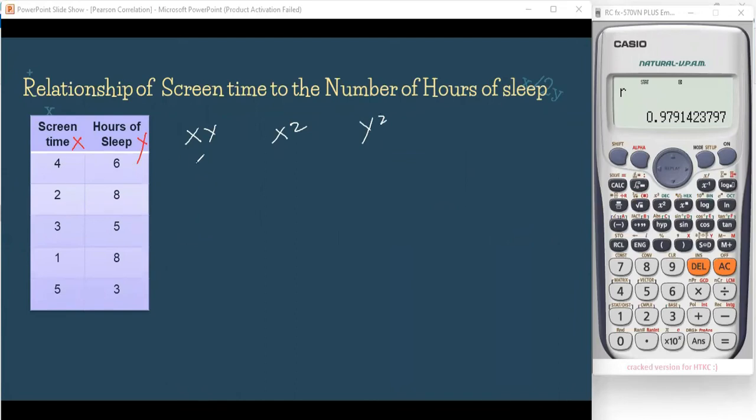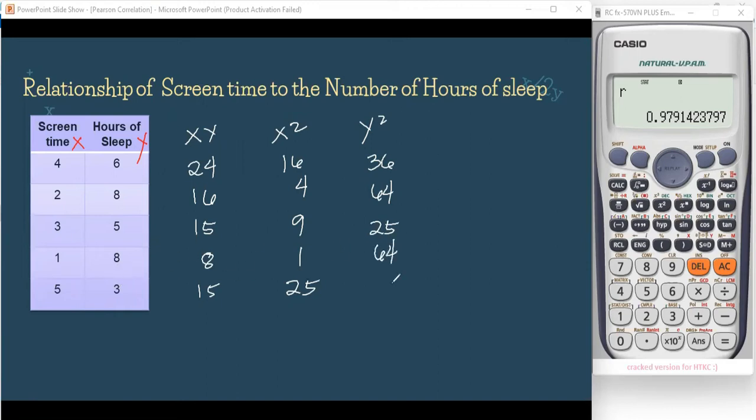So, XY, 4 times 6, that is 24. 2 times 8, that is 16. 3 times 5, that is 15. 1 times 8, that is 8. And 5 times 3, that is 15. So, for square naman po, i-multiply lang po natin ang sarili niya ng dalawang beses. So, 4 times 4, that is 16. 2 times 2, that is 4. 3 times 3, that is 9. 1 times 1 that is 1, and 5 times 5 that is 25. So y squared naman po, 6 times 6 that is 36, 8 times 8 that is 64, 5 times 5 that is 25, 8 times 8 that is 64 again, and 3 times 3 that is 9.